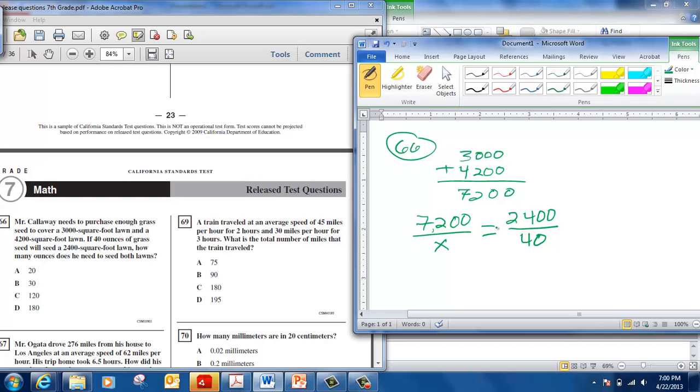Okay? And so here we could do a couple of things. We could simplify it and find out what it is for one, or we can look and say, okay, what do I multiply 2,400 by to get to 7,200? So 2,400. And again, you could always do your cross multiplication. So that's going to give me it. So then 40 times 3 is 120. So the answer for 66 is C.